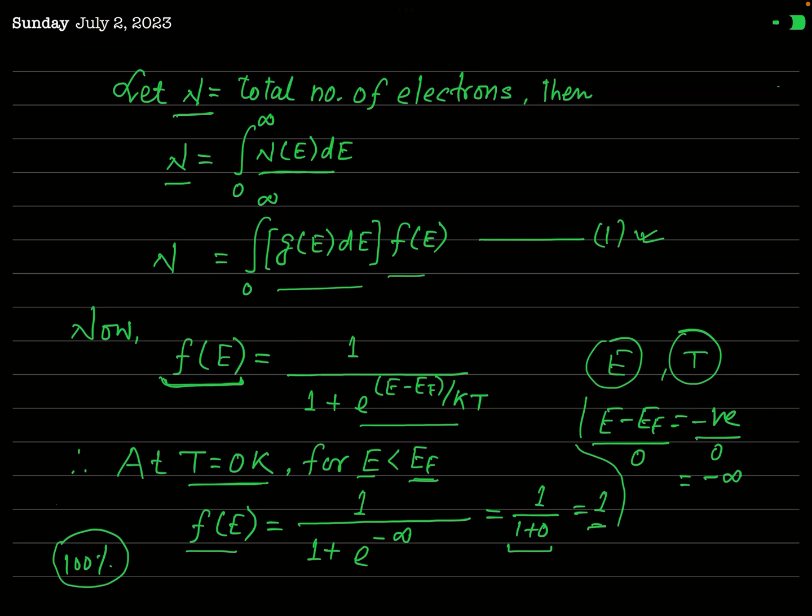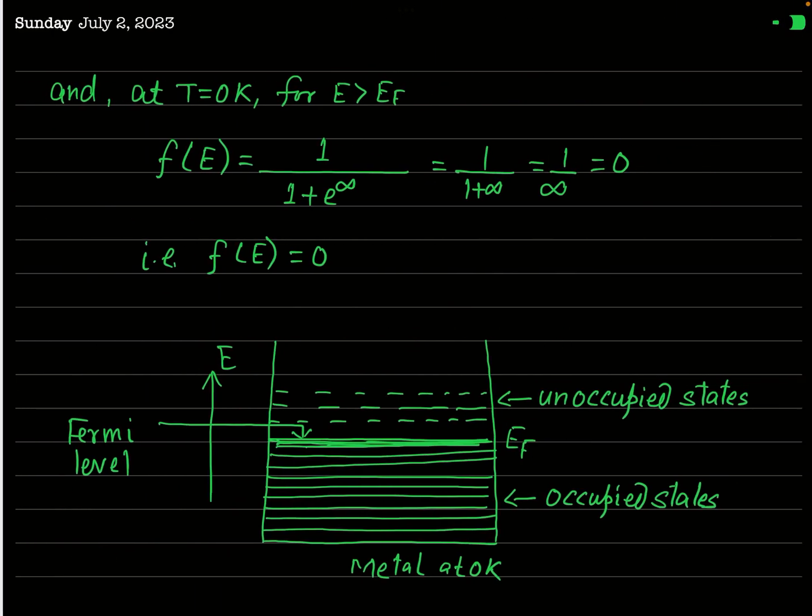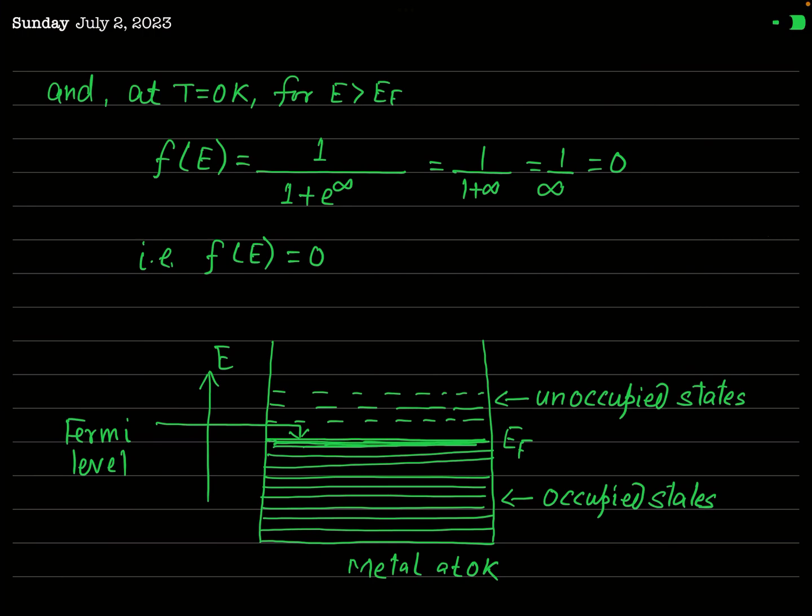Actually, I have shown this in this figure. You can see this dashed line represents the Fermi energy level at 0 Kelvin temperature in case of a metal, and these horizontal lines represent the different energy levels I have marked here. When temperature is 0 Kelvin, all those energy levels which are below this EF are occupied by electrons. So I have marked that these are occupied states.